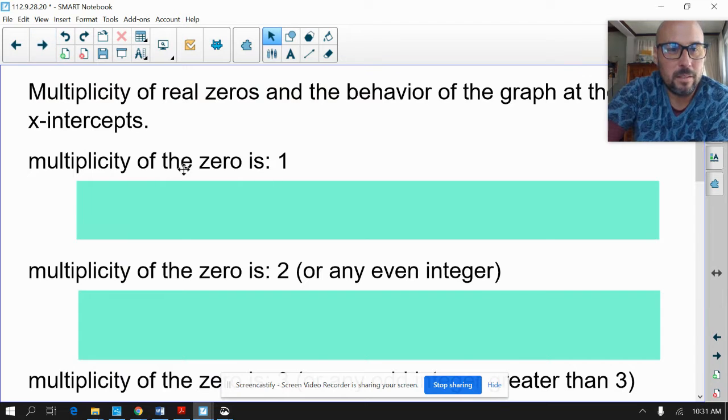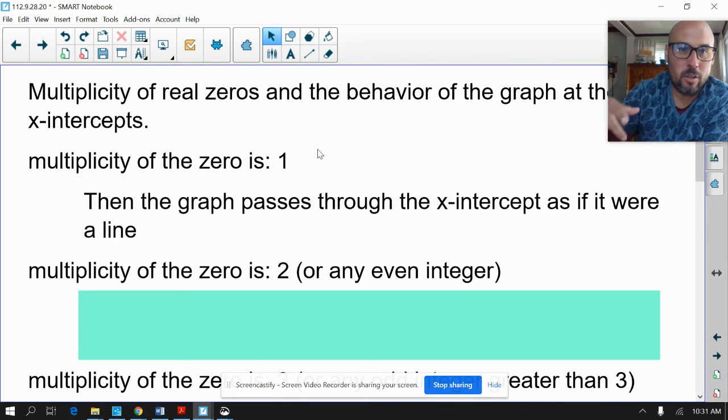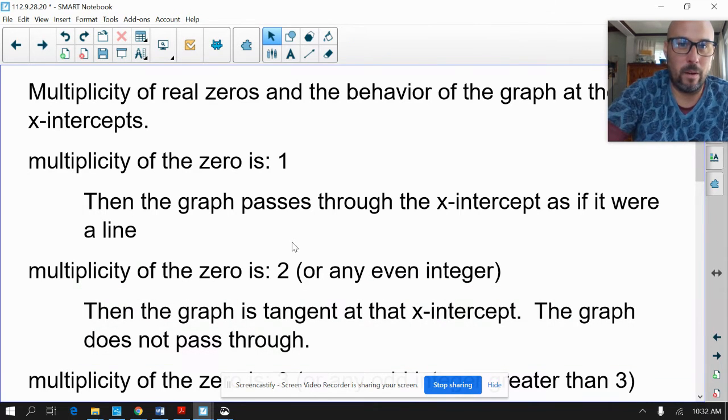Well, when the multiplicity of a 0 is 1, how does that relate to the graph? That means that when you graph the function through that 0, through that x-intercept, it's going to pass right through as if it were something of a degree 1, as if it were a line. If there's a multiplicity of a real 0 of 2, or in fact any even integer, it's not going to pass through. It's going to be tangent at that point.